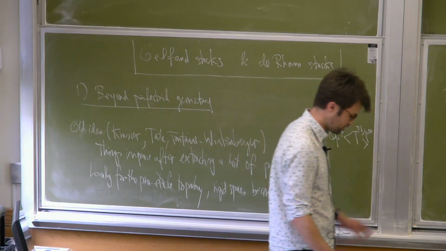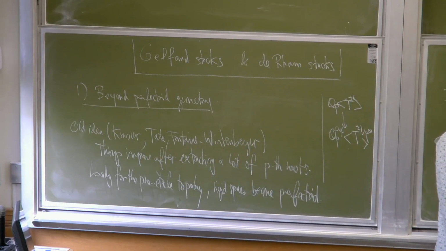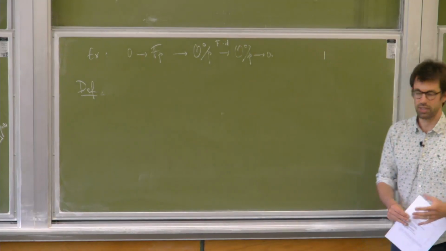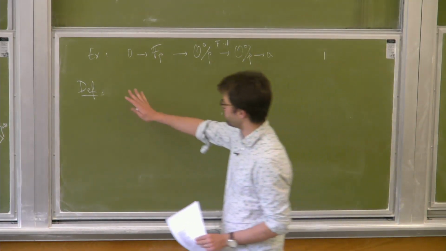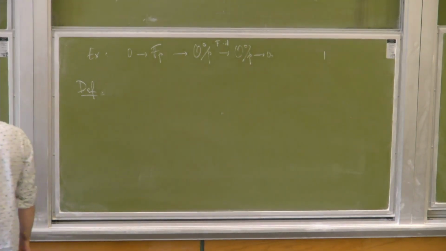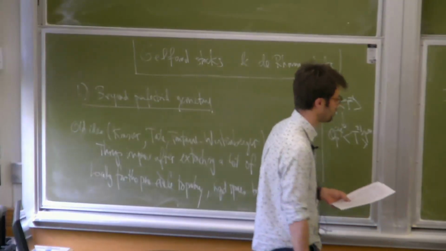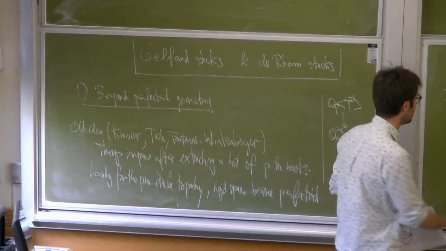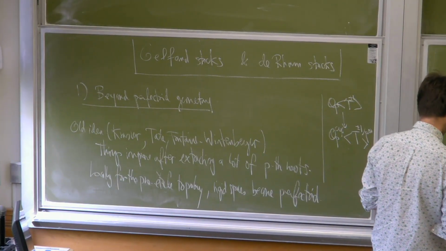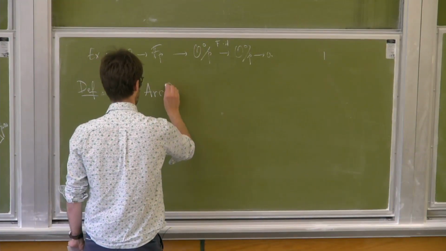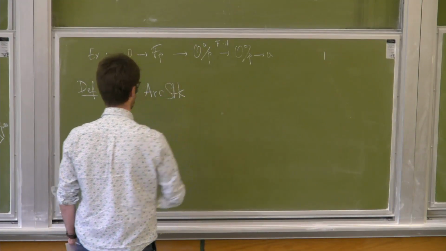But for technical reasons that will show up later, I will prefer to work not in the setting of adic spaces, but rather of Berkovich spaces. And so this means I will work with this notion of arc stack instead of the maybe more familiar notion, depending on your background, of a V stack. So you define the category of arc stacks. That will be my notation.